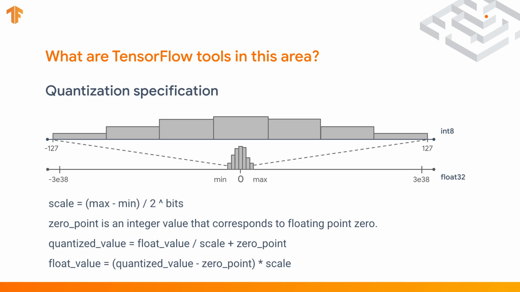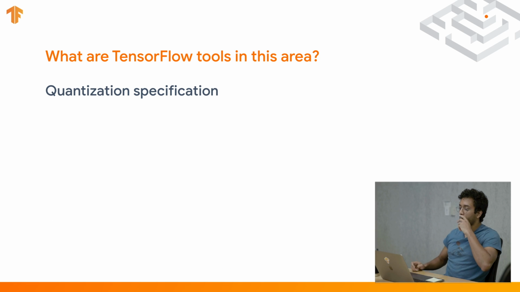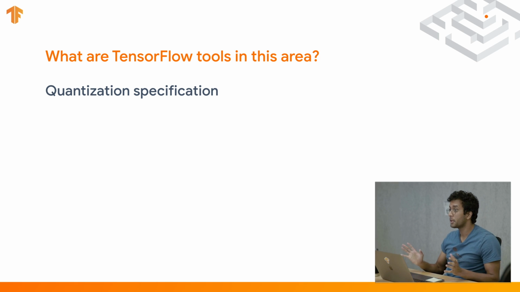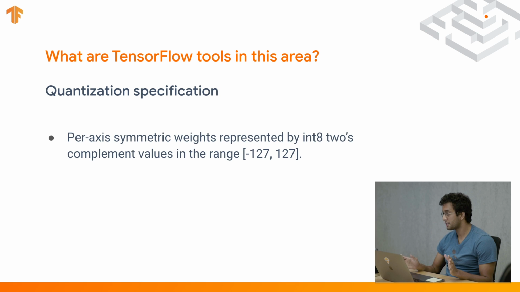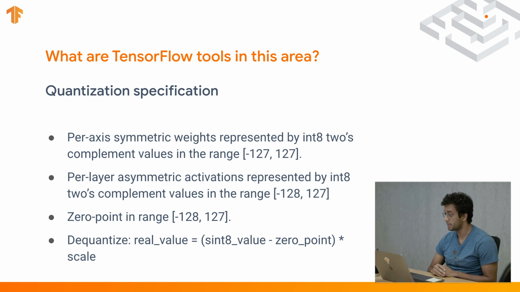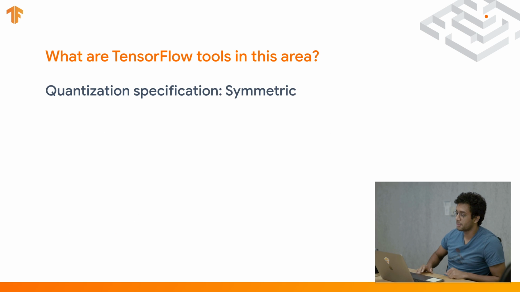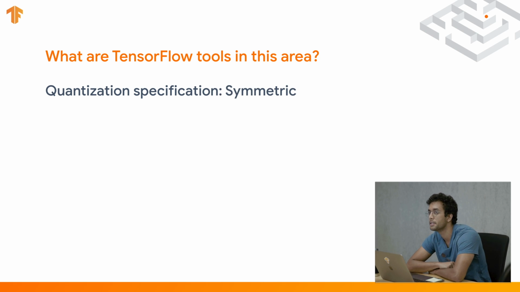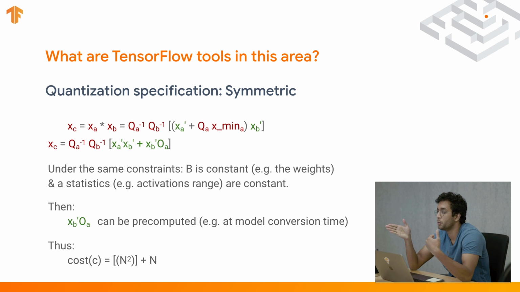This is just to give some insight into what these tools are actually doing, and why we need this information. We won't go too much into depth here, but here's the summary of our quantization spec. We have per axis symmetric weights, per layer asymmetric activations, and the zero point, all these things are in a signed integer value. I'll explain each of these, because right now they won't make any sense. The first part of the specification is symmetry. The idea here is, do you want your scale to be able to represent values that are really not centered around 0?